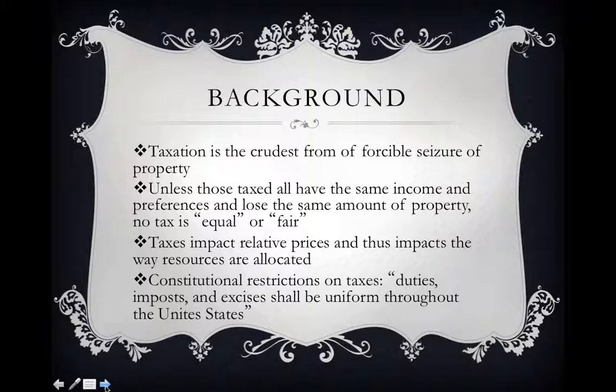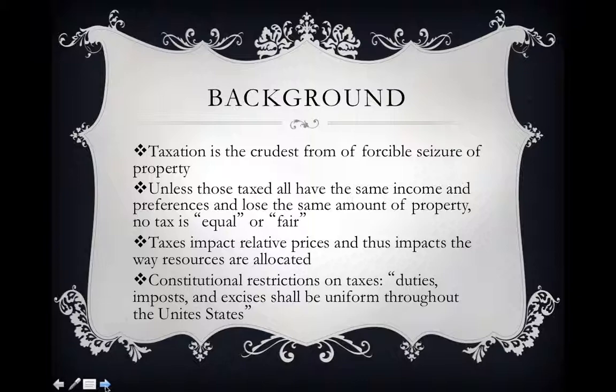Also in the background, there are constitutional restrictions on taxes: duties, imposts, and excises shall be uniform throughout the United States. So for example, if you were going to tax imports of beer or wine, you couldn't tax them at a higher level if they were going into New Jersey than if they were going into Pennsylvania. Those types of taxes had to be uniform, and that's going to be important in regard to the constitutionality argument that comes up with the income tax.